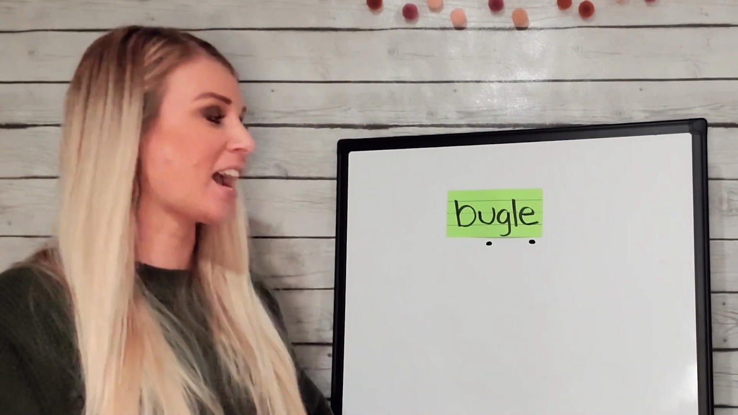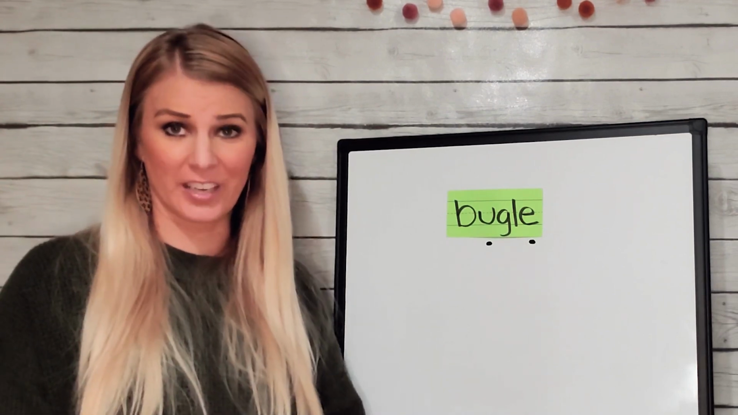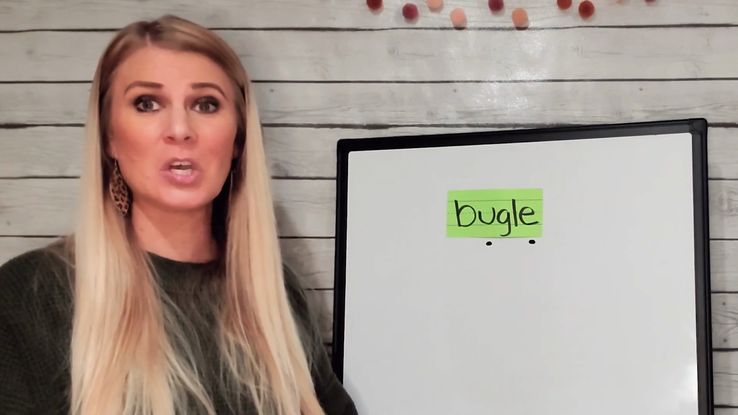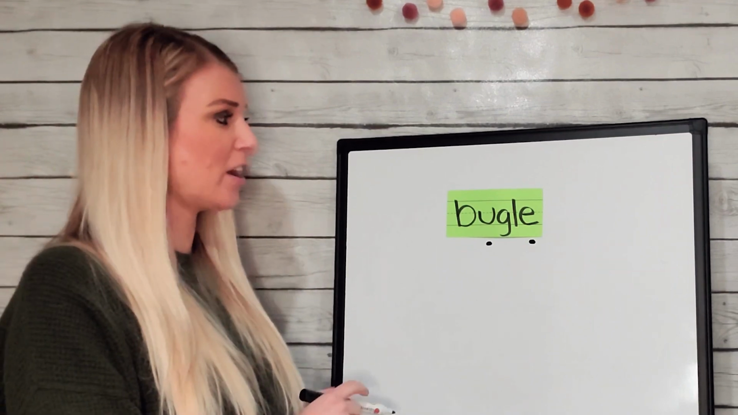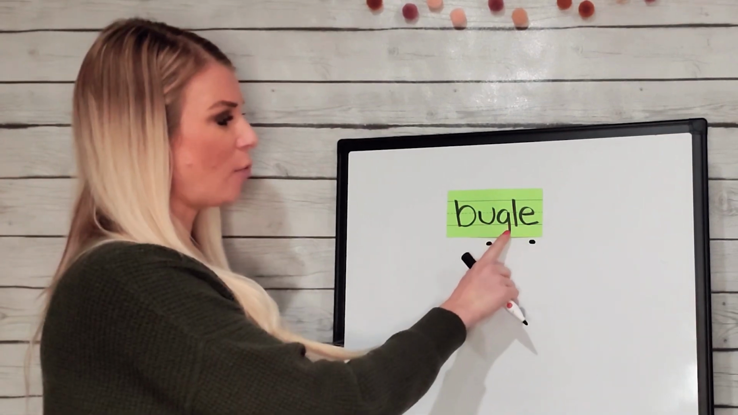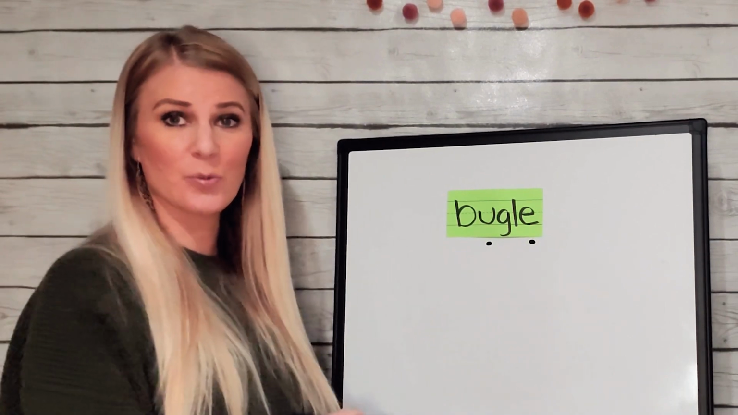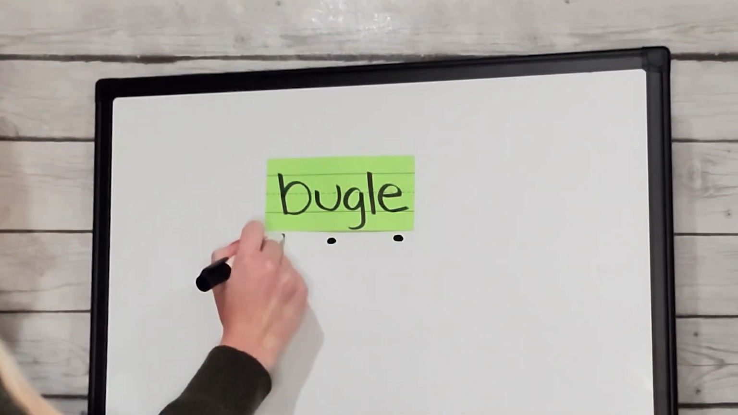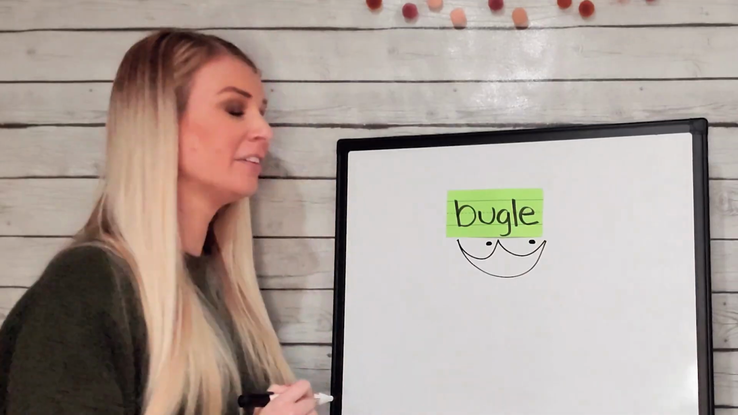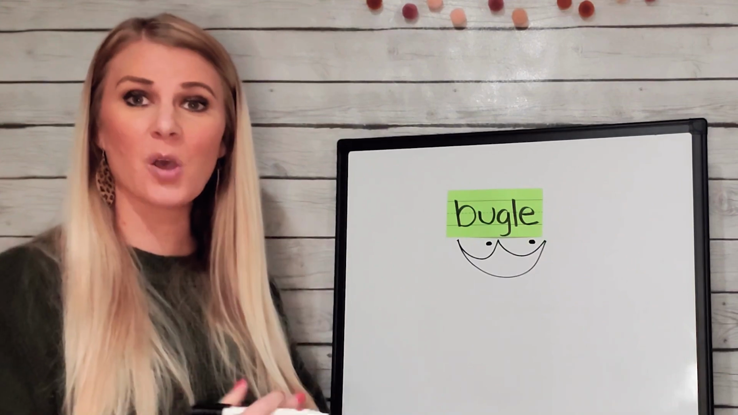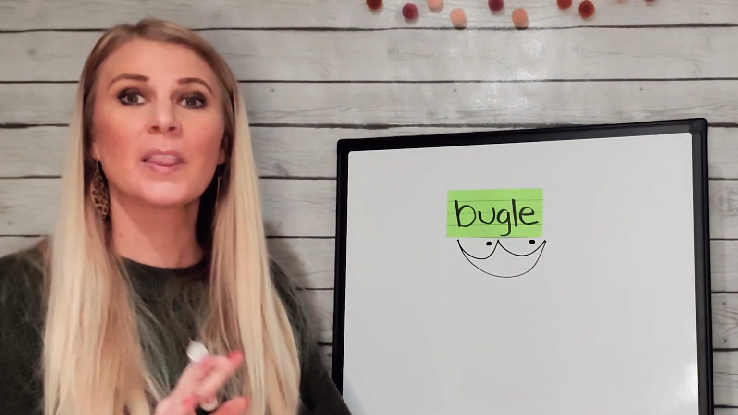Now we need to decide where we're going to split this word, between a vowel and a consonant, two consonants, or two vowels. I think that we should split our word between a vowel and a consonant. Let's try it. Are you ready to loop and swoop with me? Here we go. Bugle. Bugle. I've heard of that word before. A bugle is like a small trumpet. Great job, readers. Let's try one more.